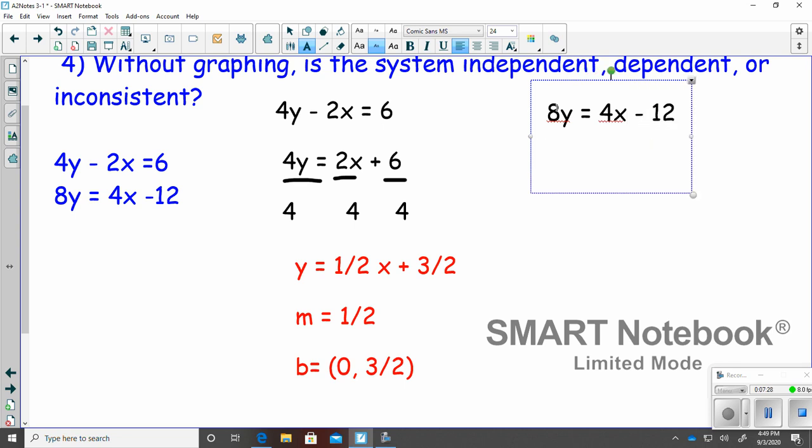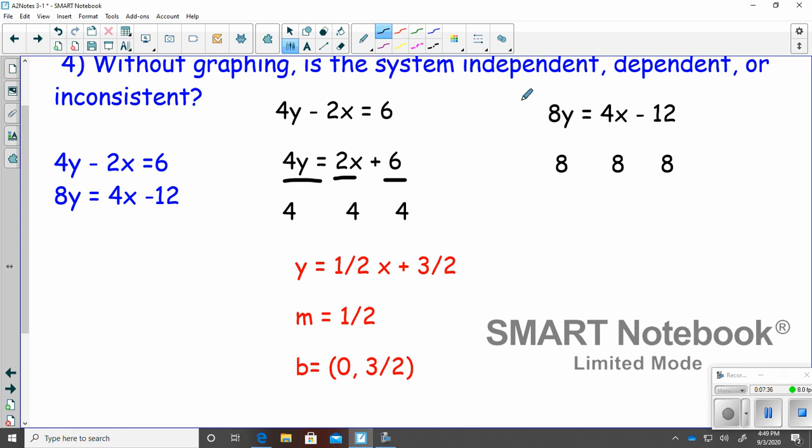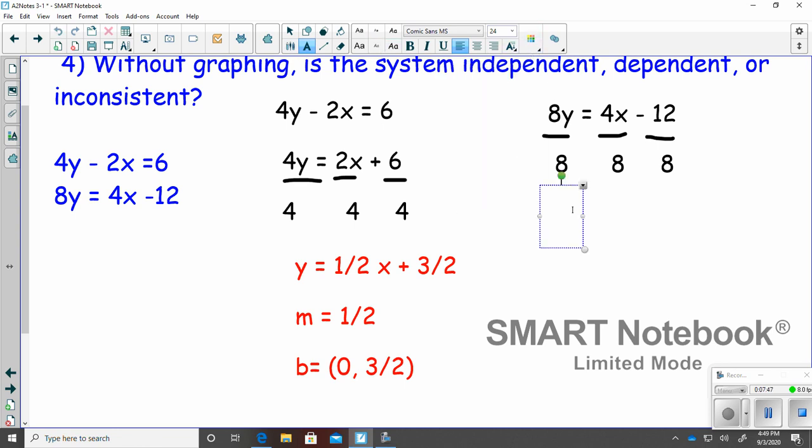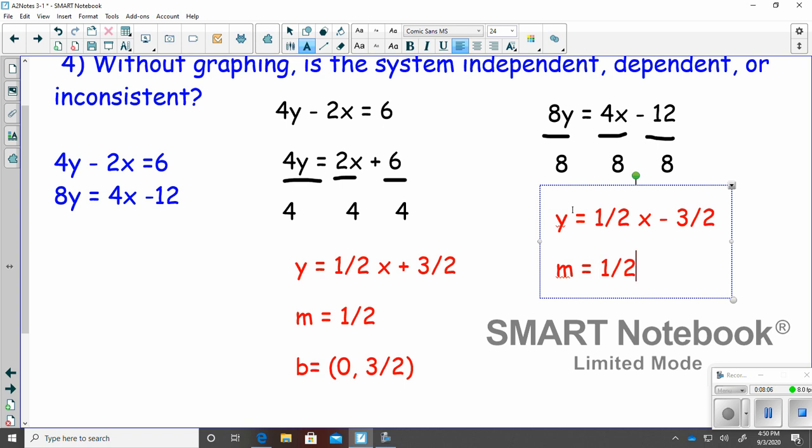And we're going to divide by 8. You're going to end up getting y is equal to 1/2 x minus, and then 12/8, 4 goes into both of those, so it's going to be 3/2. Okay, and your slope, and your intercept.